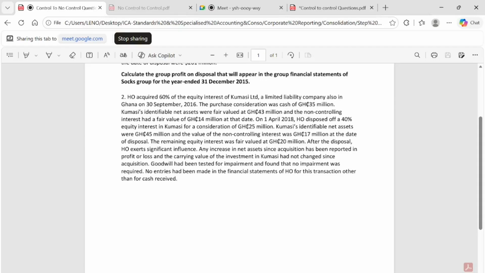You understand? After the disposal, Ho exerts significant influence. Any increase in net assets since acquisition has been reported in the profit and loss account, right? Kumasi had not changed since. I think that is all about that, right? So the rest are just other details. Goodwill had been tested for impairment and found that no impairment was required. No entry had been made in the financial statements for Ho Limited. Okay, so I think that is all about this very question. They've given you all the ingredients that you needed in this question to work it out.